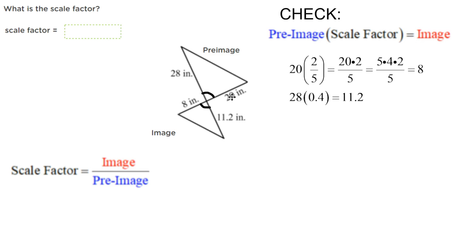If you wanted to use a decimal equivalent, for example, and you took your 28 times 0.4, you got back your 11.2. And again, those are your corresponding parts for your pre-image to your image. So we know we have the correct scale factor.